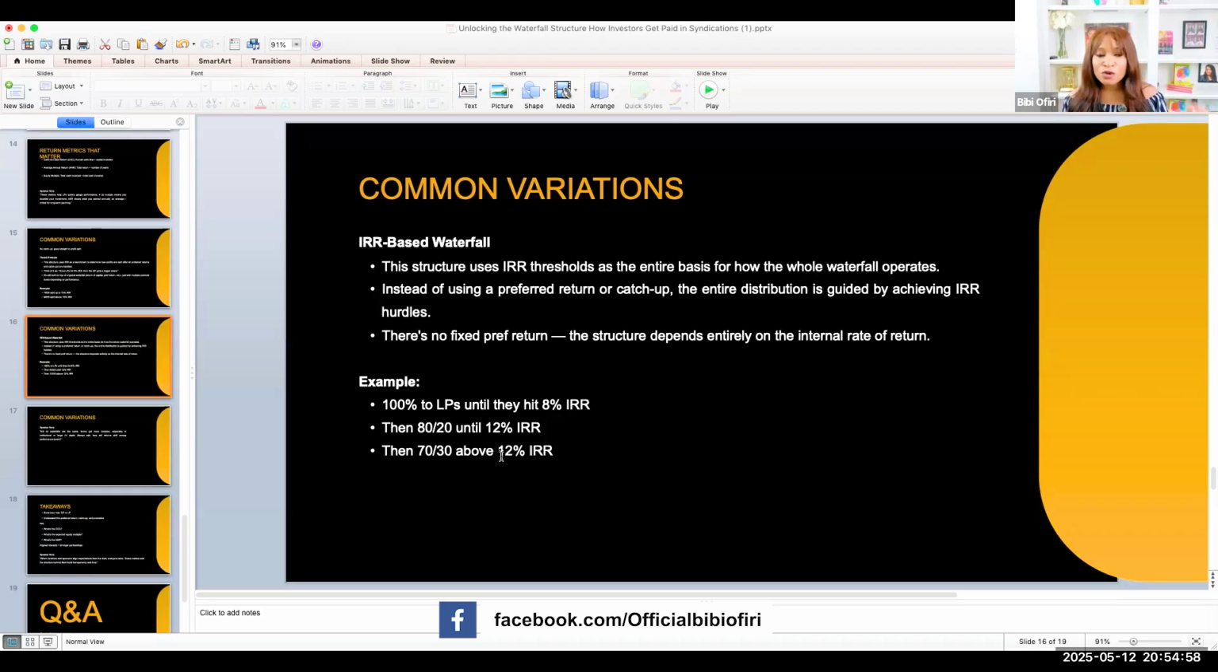But if I'm able to make that 500,000 become 700,000, you can see it has moved from 500,000 to 700,000, and that 700,000 translates to, let's say, 12%. The split now becomes 80-20. I will give the investor 80% and I'll take 20%. And if it's above 12%, let's say I make 1 million, at that point, it now becomes a 70-30 split.